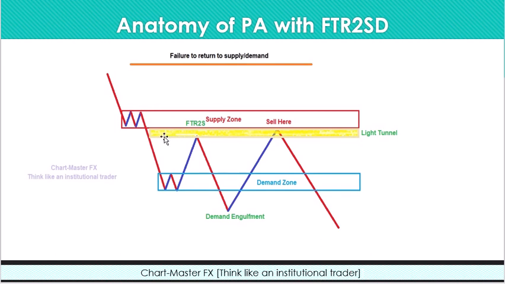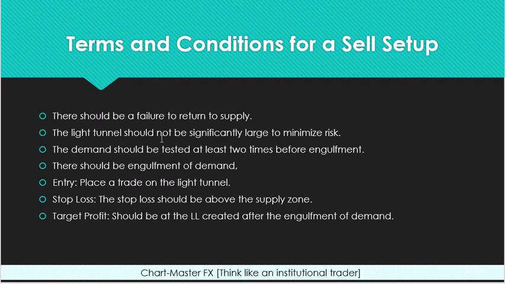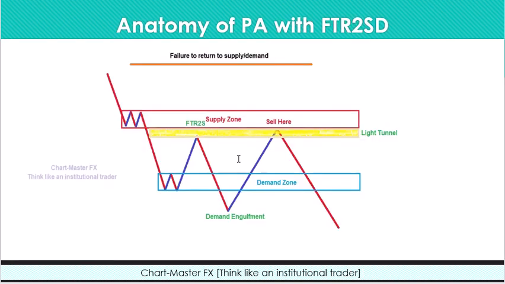The light tunnel should not be large. It should be very, very small, so that you can minimize risk. So that's what we are saying here. And the demand should be tested at least 2 times before engulfment. So this is another condition, guys, that you have to make sure has been met.